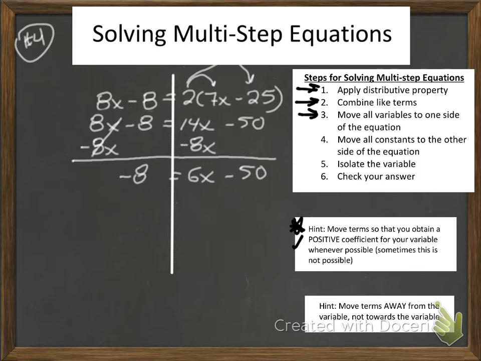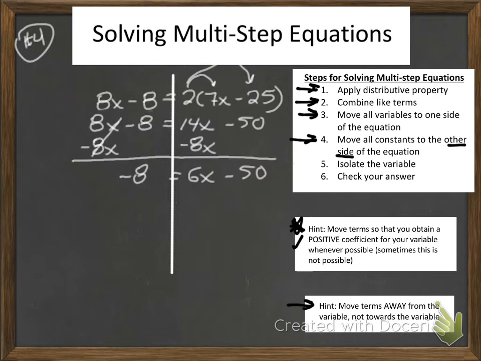Okay? So now we are asked to move all the constants to the other side of the equation. Well, what do we mean by the other side? We mean the side where there is no variable. So that's this side over here with the negative 8. Another hint here is to move terms away from the variable, not towards the variable. So if I added 8 to both sides, it's not exactly wrong, it's just going to take me an extra step to isolate my variable.